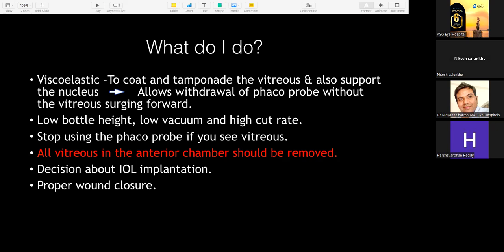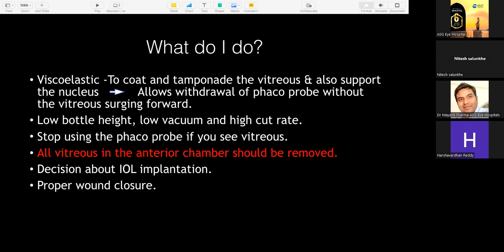And the second thing is, when you have a doubt or when there is a PCR or you see vitreous, never use the phaco probe from there on. The thing about the phaco probe is it will never cut the vitreous. It will only aspirate it. And you don't want that, because that is what is going to cause your traction. And, you know, it may cause a retinal tear.